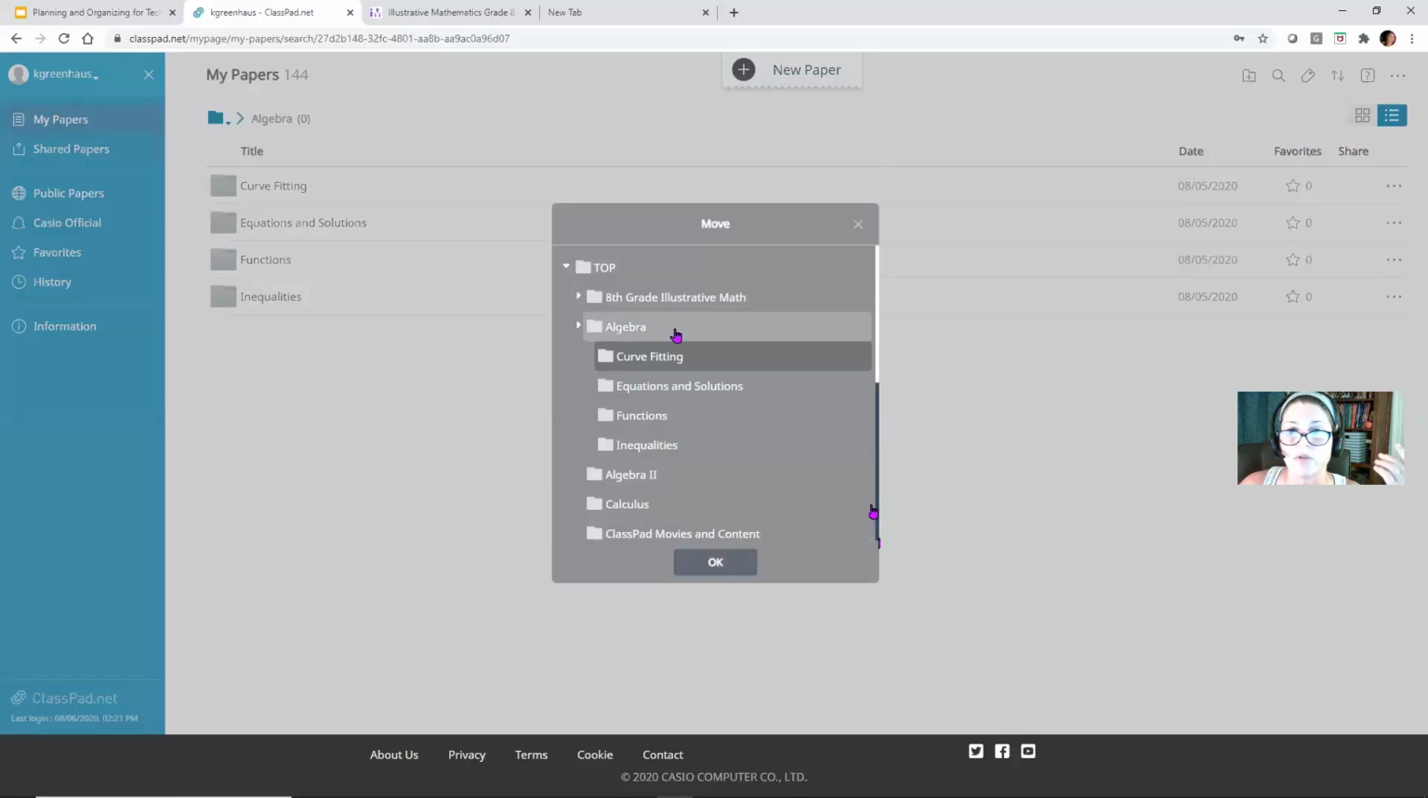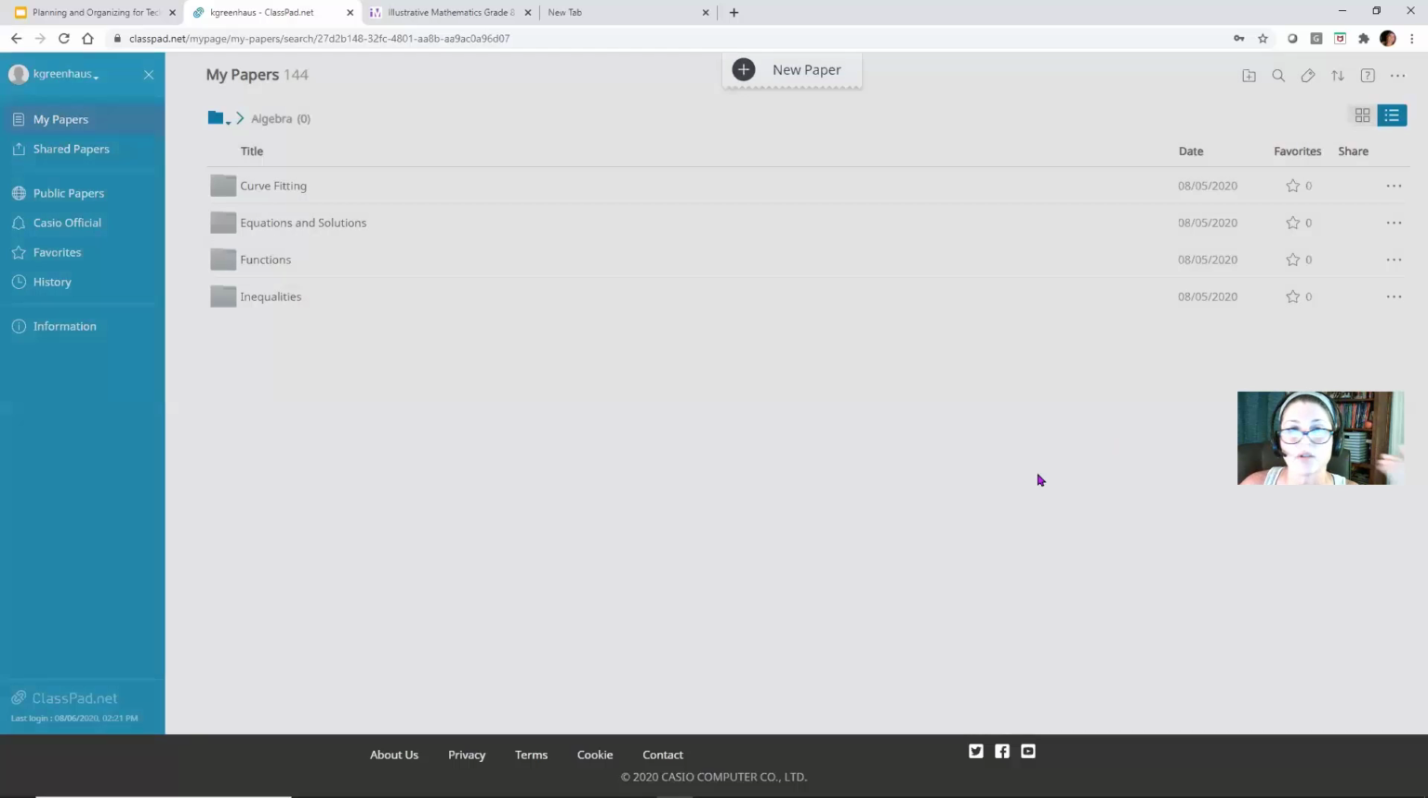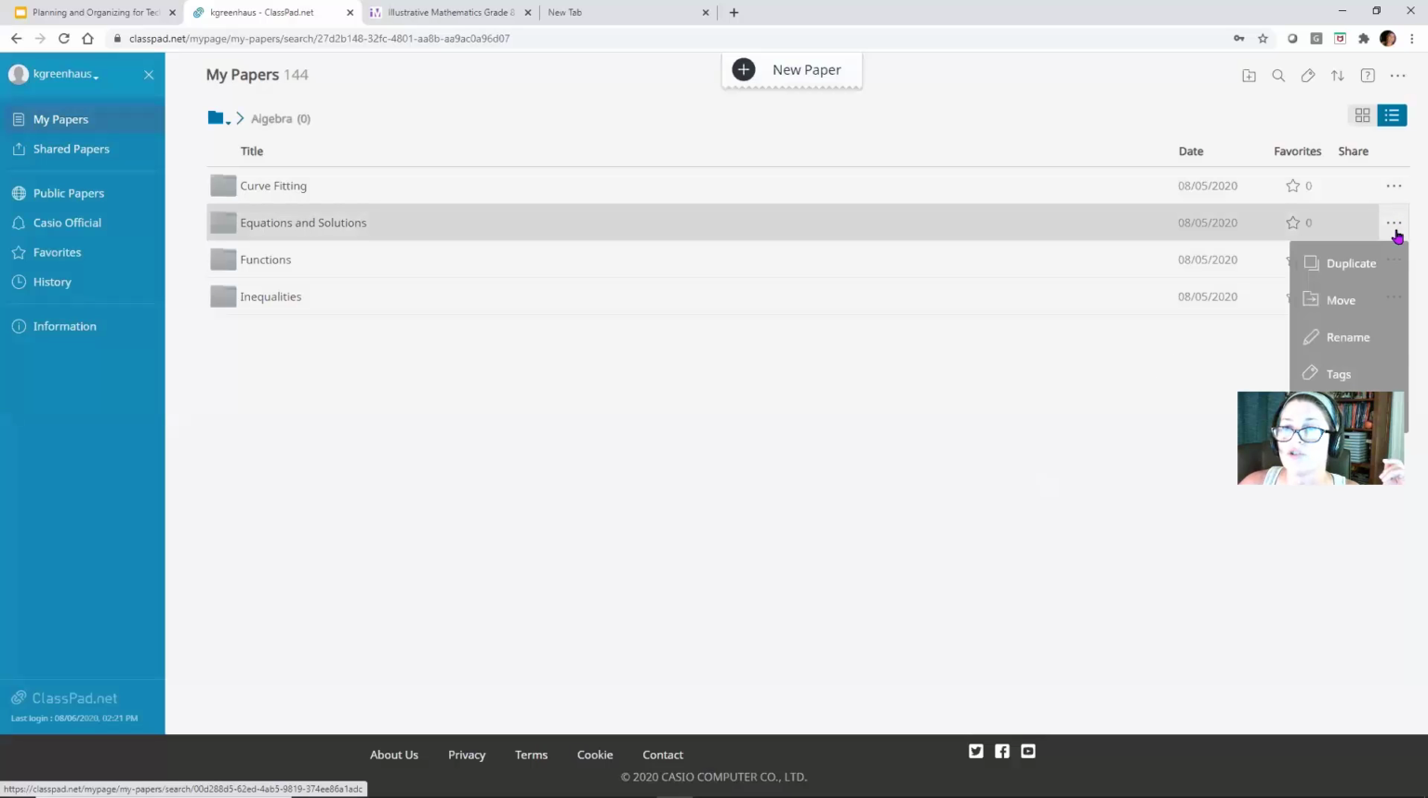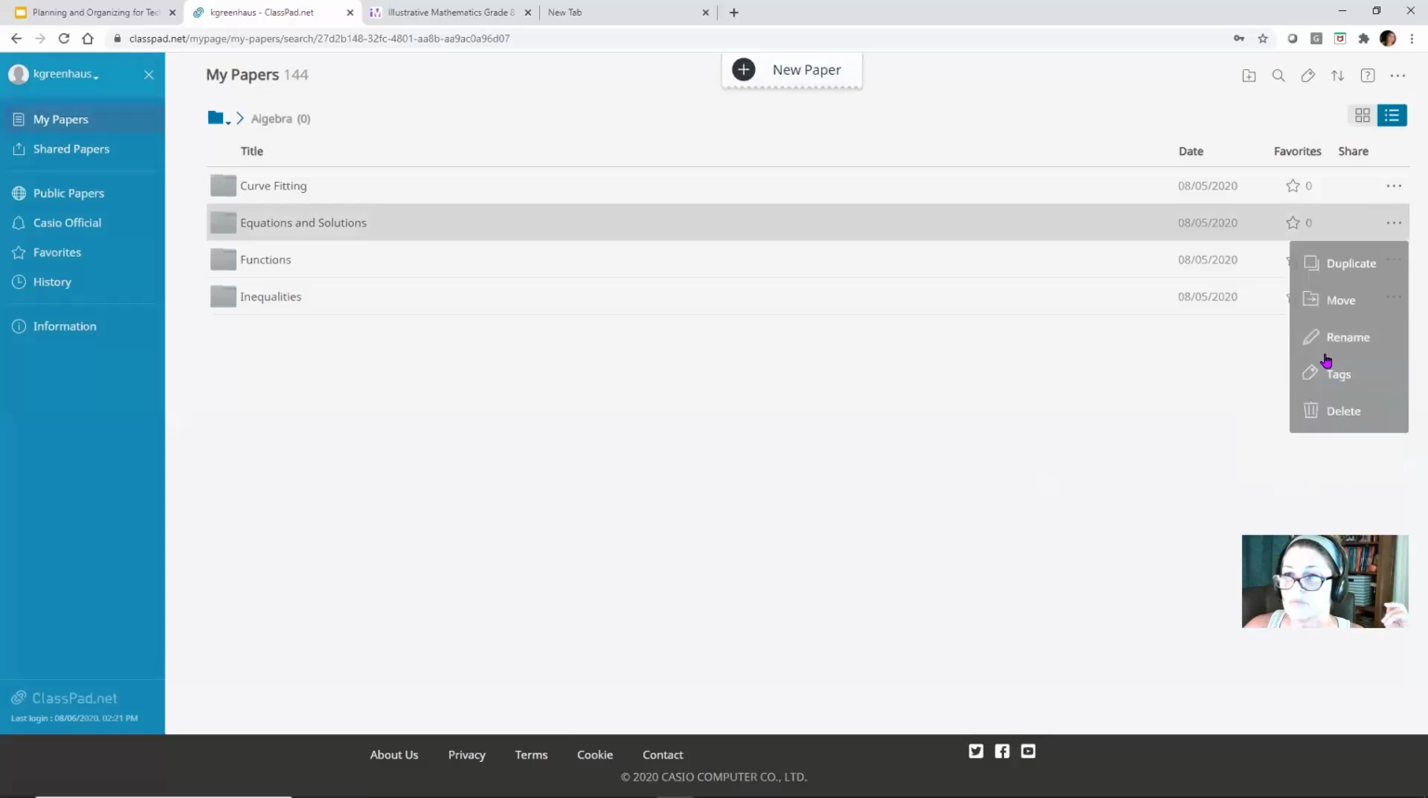I don't want to move it, so we're perfectly happy. I'm just going to go back there. And notice you can also rename the folder. So the 3 dots off to the side basically control your papers, your folders, or anything. This is where you can make a copy of it. Maybe you want 2 of those folders or 2 of those activities. You can move it somewhere else. You can change the name of it.